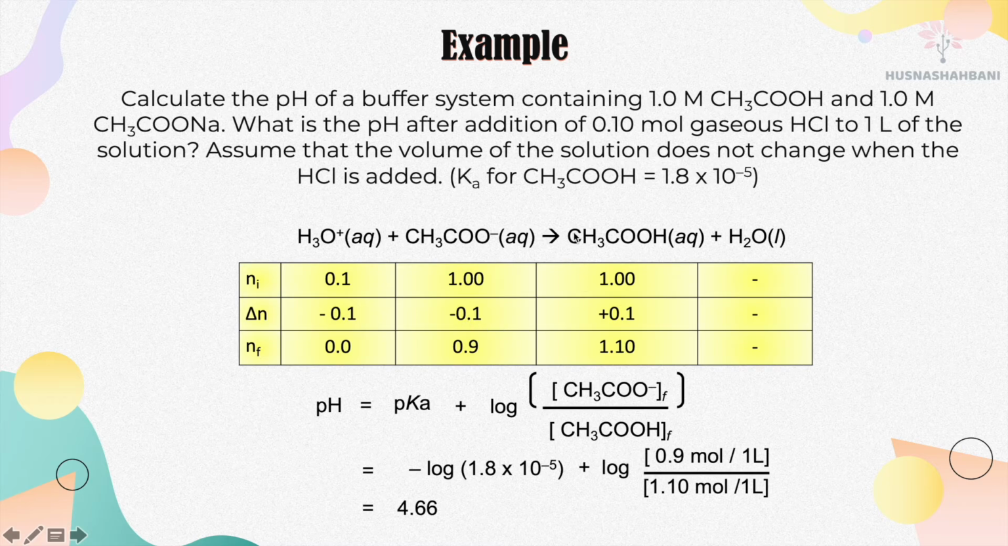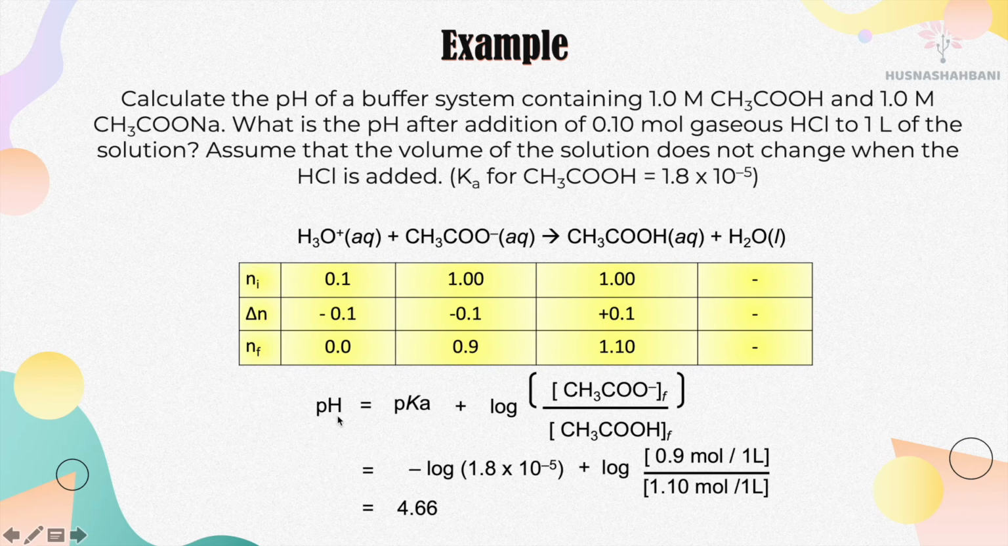And then here, the stoichiometry is 1 mole, 1 mole, 1 mole. If you use 0.1 mole, reacting with 0.1 mole, it will produce 0.1 mole of product. So that's why plus 0.1 here. And then final: 0.1 minus 0.1 is 0, 1 minus 0.1 is 0.9, and here 1 plus 0.1 is 1.1 mole. Note that these are the number of mole.